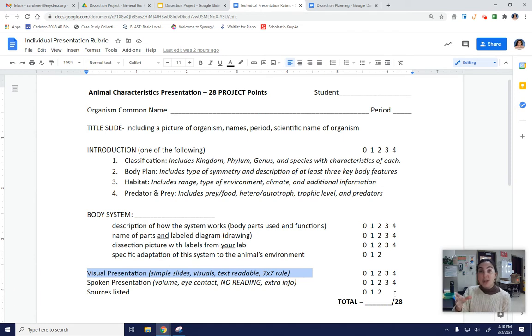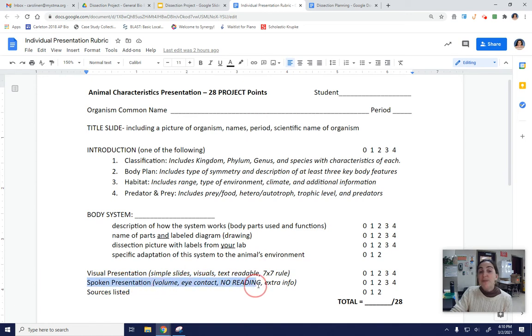If you just have pictures and you stand up there and talk about them, you're going to give a lot better presentation than if you have tons and tons of words on there and you try and read them all to us. So keep your slides simple, put a little bit of information on there and a few visuals to make it interesting, and then you can add additional information when you speak.